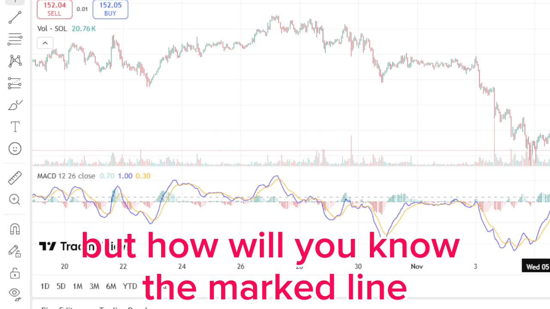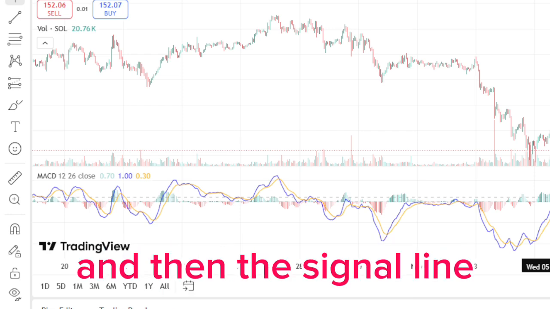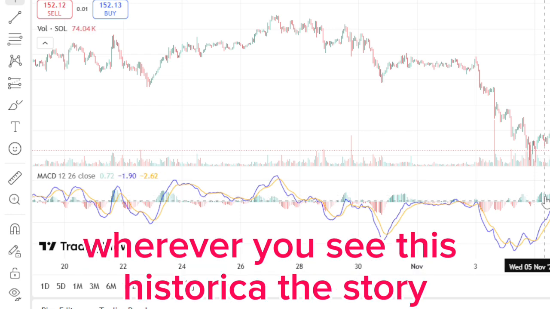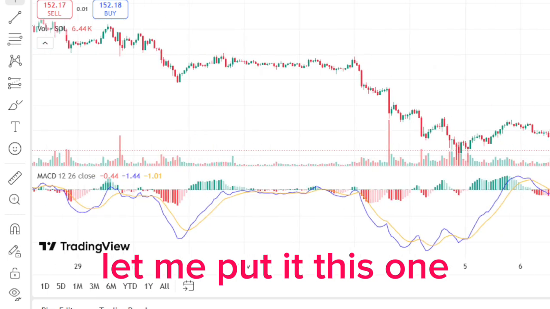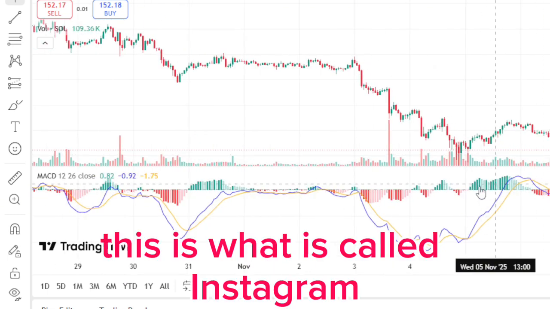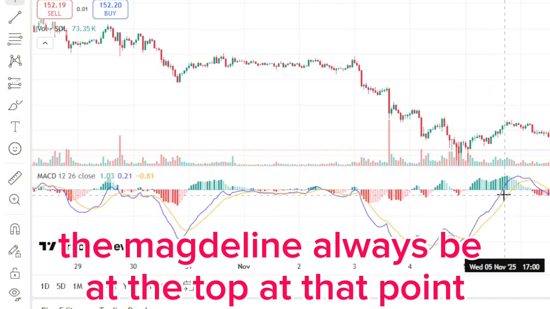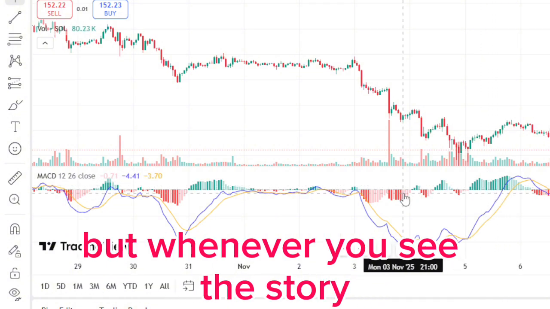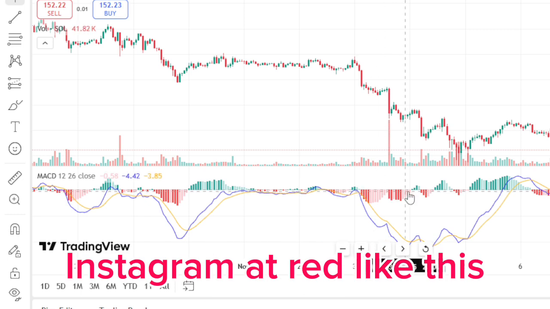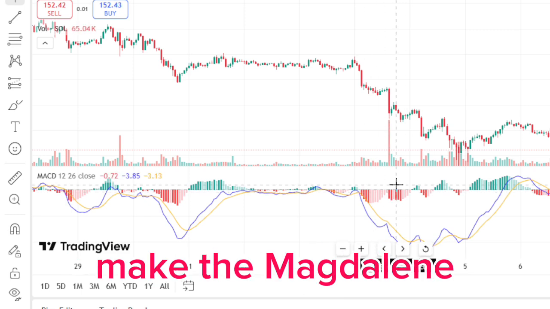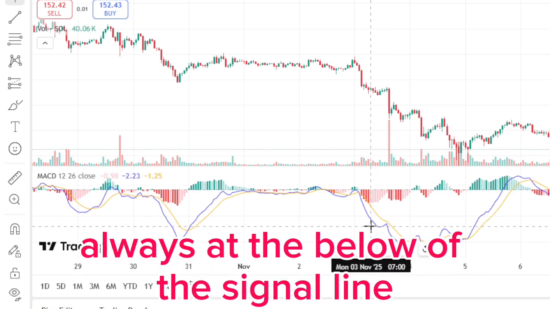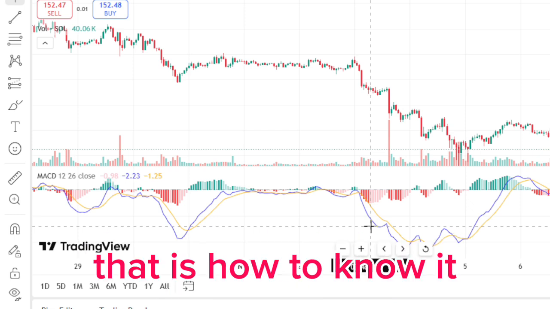But how will you know the MACD line and then the signal line? Wherever you see this, this is what is called the histogram. Whenever you see it green like this, the MACD line will always be at the top at that point. But whenever you see the histogram red like this, the MACD line is always below the signal line. So that is how to know it.